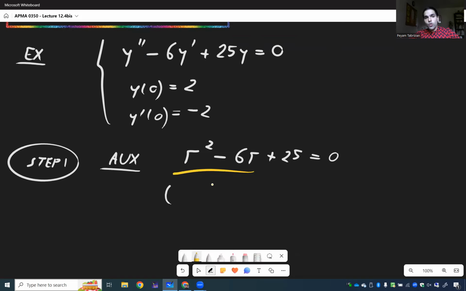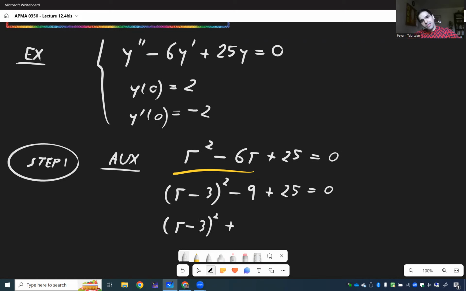So completing the square means we have r squared minus 6r. So you do r minus half of that, r minus 3 squared, and you subtract the square of that. So minus 9 plus 25 equals 0. So that becomes r minus 3 squared plus 16 equals 0.